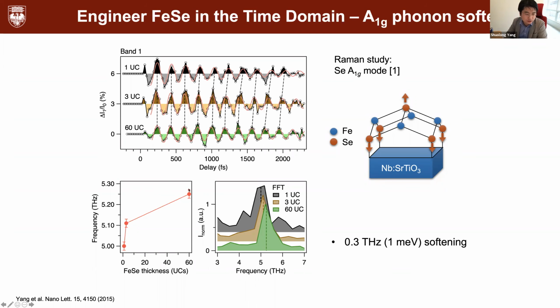And it turns out that there is an abrupt but substantial, well, in terms of the absolute magnitude, it's not substantial, but it's a very abrupt frequency softening near the 1-layer limit. And this is actually due to the strain of the substrate. But this demonstrates that you could indeed use the A1G phonon to tailor the material in the time domain.